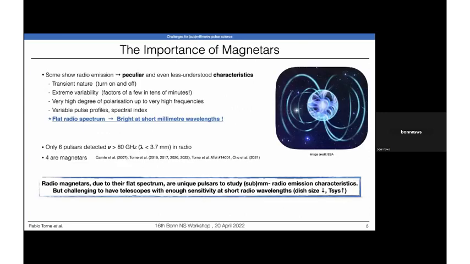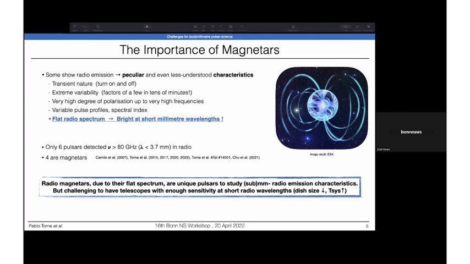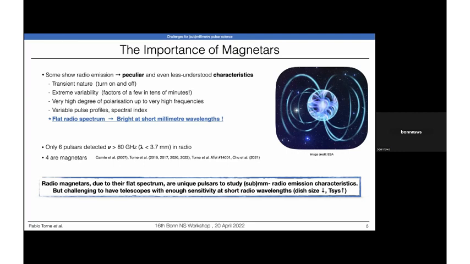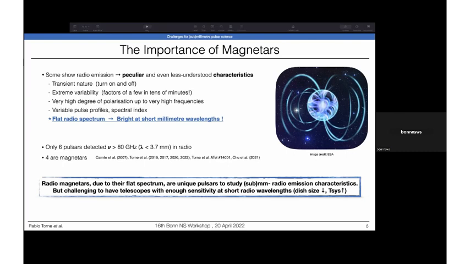Now, magnetars, I don't have to tell you much because we have already had great talks. They are peculiar, they are rare. One of the most important properties for us is they tend to have a flat radio spectrum or even inverted. So this means they are bright at short millimeter wavelengths. So perfect candidates for this type of observation. And just to show you how important they are, there are 6 pulsars detected above 80 gigahertz and 4 are radio magnetars. So they are really good candidates.